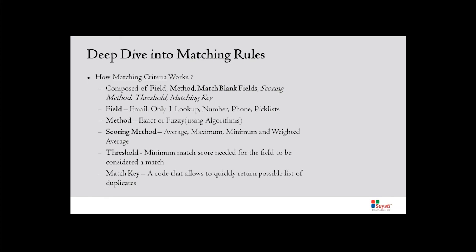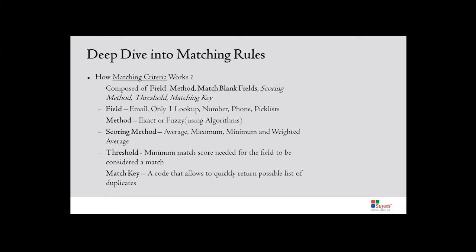The next thing is the scoring method. So you were just seeing the field, method and match blank fields, but the scoring method, the threshold and matching key are automatically derived or automatically calculated values which the administrators really need not see. But as I said, it's good to know. Now the scoring method, there are basically four different scoring methods. You have the average, then there is something called maximum, then there is something called minimum, then there is something called weighted average. I'll explain what these are for.